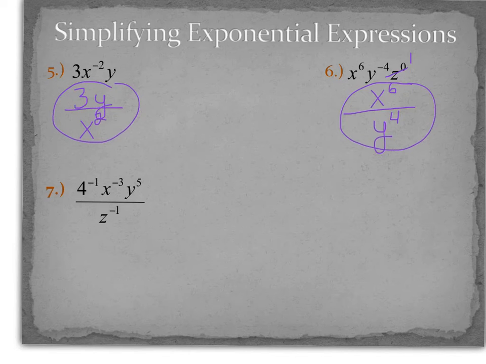In number 7, let's see, the 4 has a negative exponent, so it moves to the denominator. The x has a negative exponent, so it moves to the denominator. Y has a positive exponent, so it stays where it is. And z has a negative exponent, so we move it to the numerator.